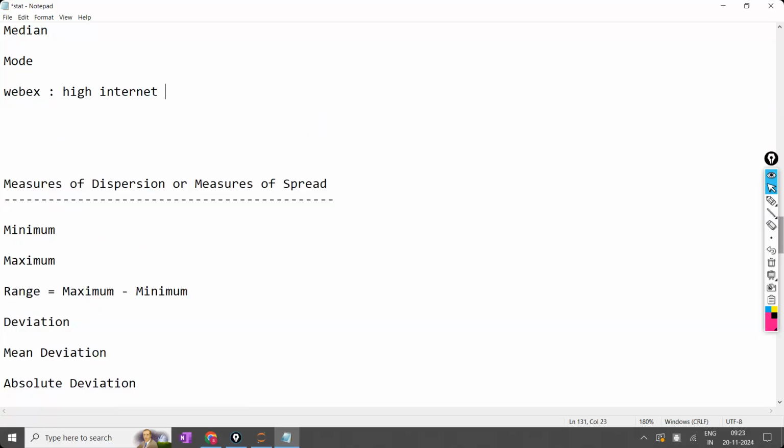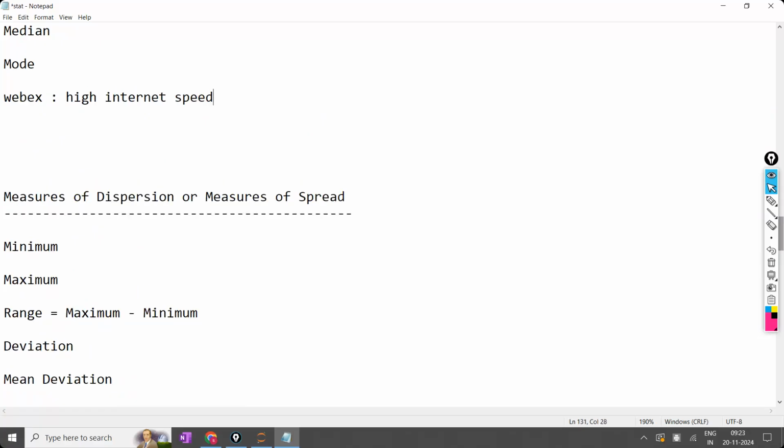Okay, somewhat internet speed should be high as of now, some kind of technical glitch or something. Okay, WebEx requires high internet speed. If you are having Wi-Fi with a good internet speed, okay. If you are not having Wi-Fi with good internet speed, then you have to use your mobile data.